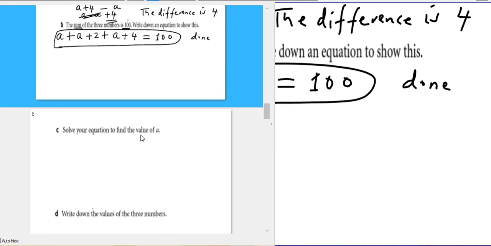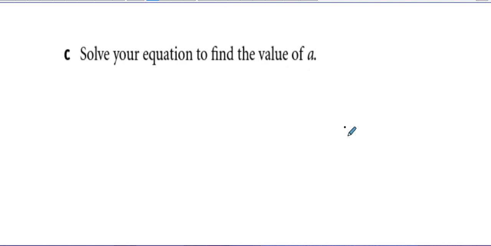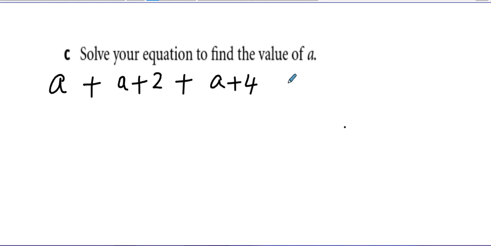Let's go to next. Okay, solve your equation. The equation was a plus 2, a plus 4, and we said this equals 100. Now the question is solve. Solve means find the value of the unknown.